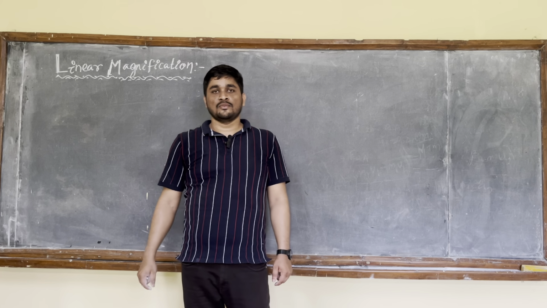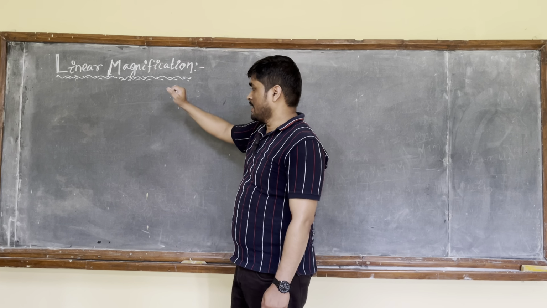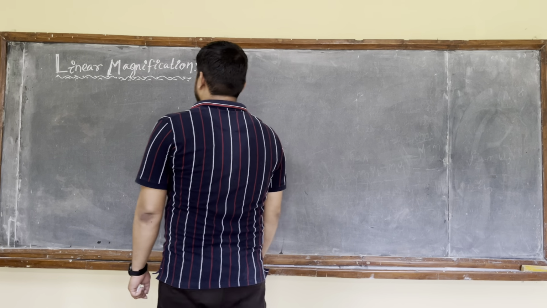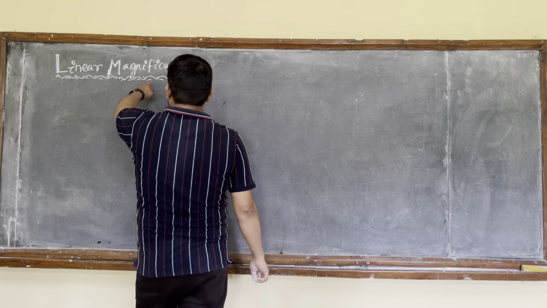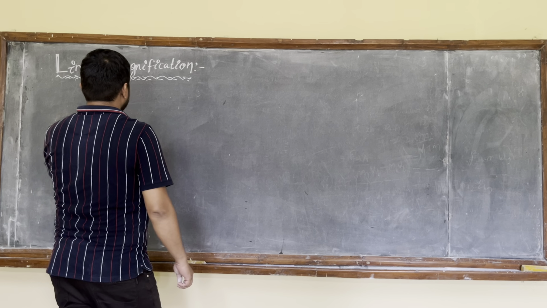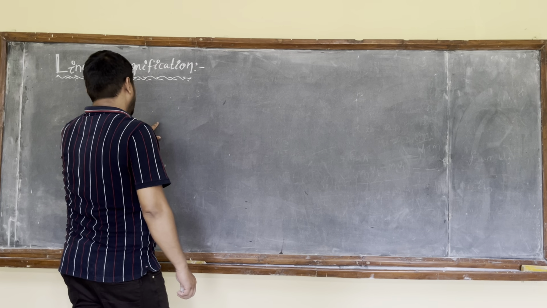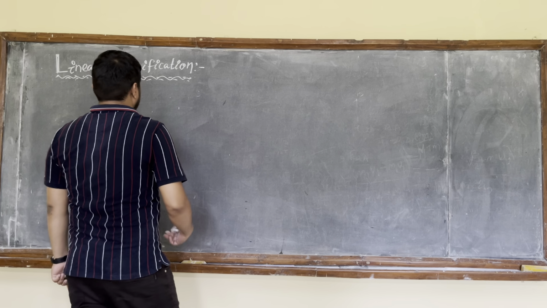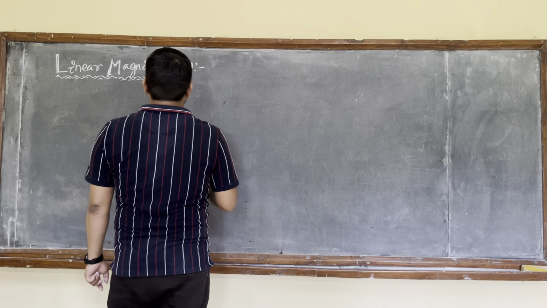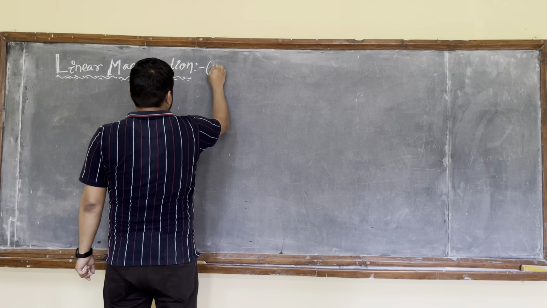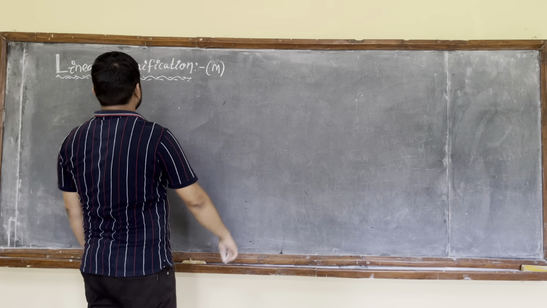So today we will discuss the linear magnification that is produced by a spherical mirror. The term magnification means it is a comparison between the image formed to the object. That means how much the image formed is enlarged or diminished. So magnification is denoted by M.